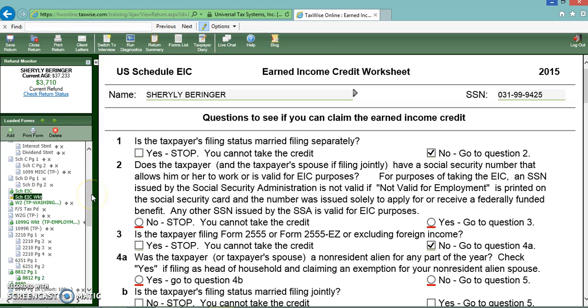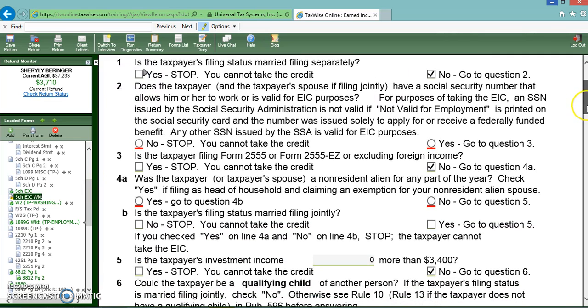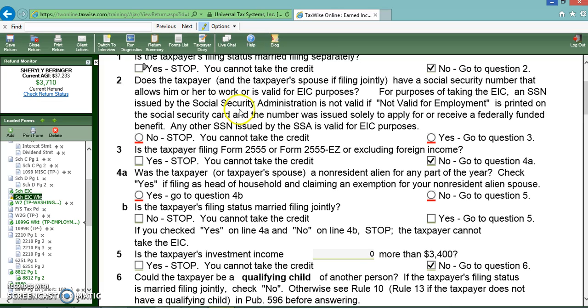So, as we've learned, someone who's filing married filing separate cannot get the earned income credit. So you don't have to worry about filling this out because it will automatically be filled out. If the taxpayer is married filing separate, you don't have to worry about the earned income credit. Now let's go to the second one.